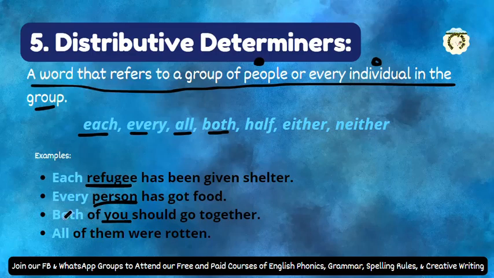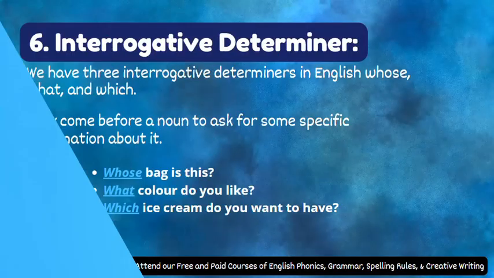The word both is a determiner here because it is giving you information about you. Both of you. All of them. Them is a pronoun. All is giving us information about it. All of them were rotten. And this is how distributive determiners work.